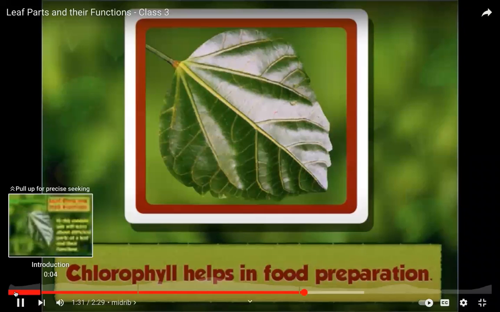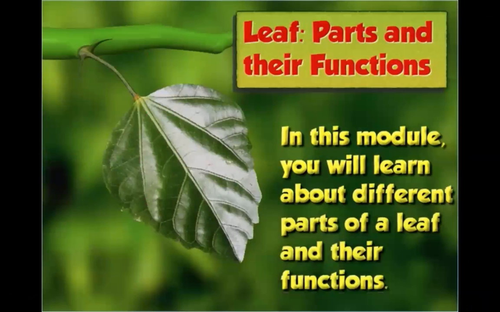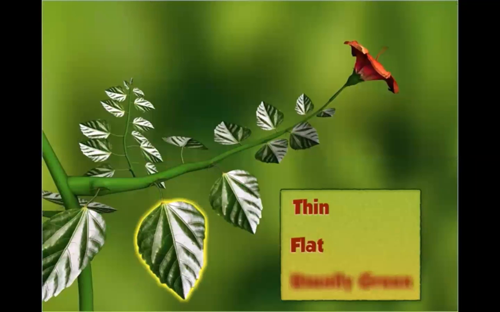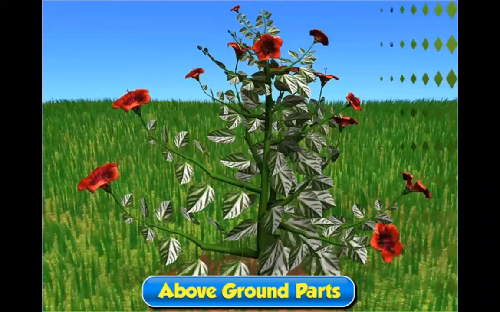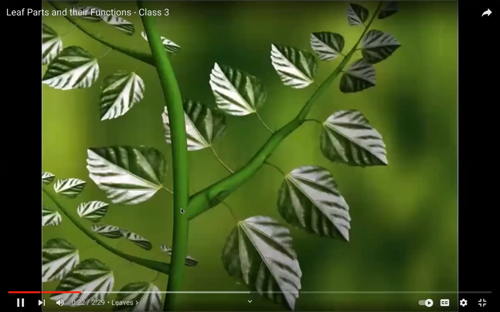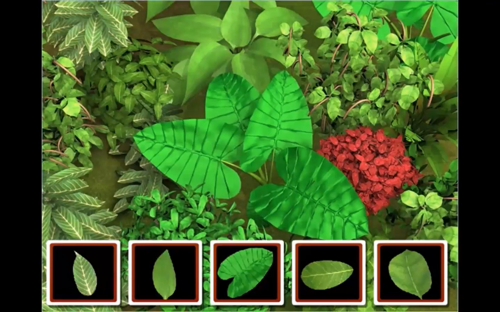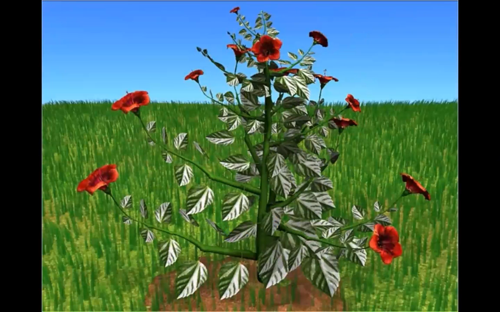Chlorophyll helps in food preparation. In this module, you will learn about different parts of a leaf and their functions. All plants have leaves. Leaves are thin, flat, and usually green above-ground parts of a plant, present on its stem or branches. Most plants have green leaves of various shapes and sizes. The food of a plant is prepared in leaves. Hence, leaves are important parts of a plant's shoot system.